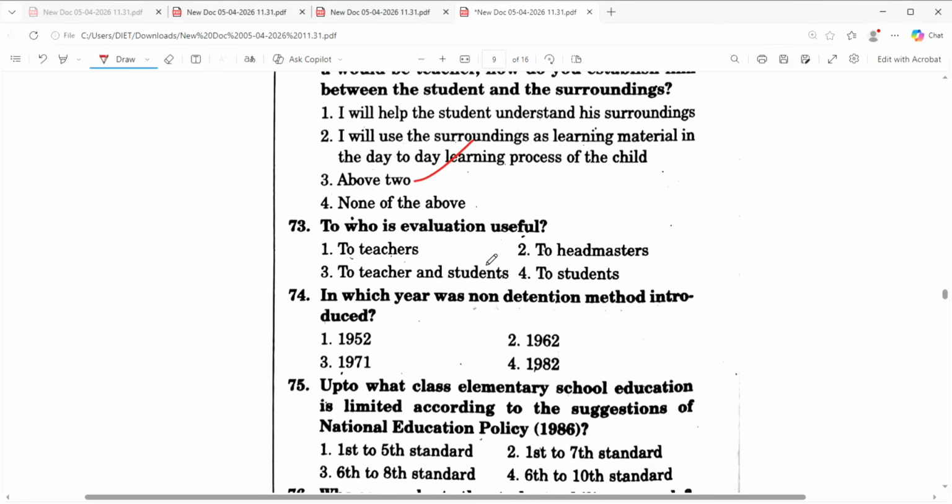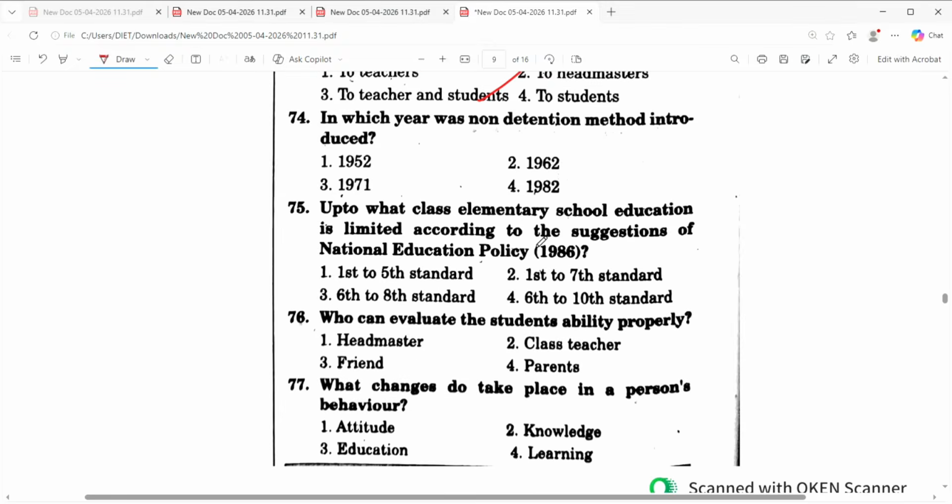To who is evaluation useful? Teachers, headmasters, students, teachers and students. And the answer is 3, apt 1. Which year this non-detention method introduced? Okay, 74 when we see this third, 1970. Non-detention means not failing the students or making the students to continue in the same class. Up to what class elementary school education is limited according to the suggestion of National Education Policy? And you see the 75th one, the answer is 6 to 8 standard.